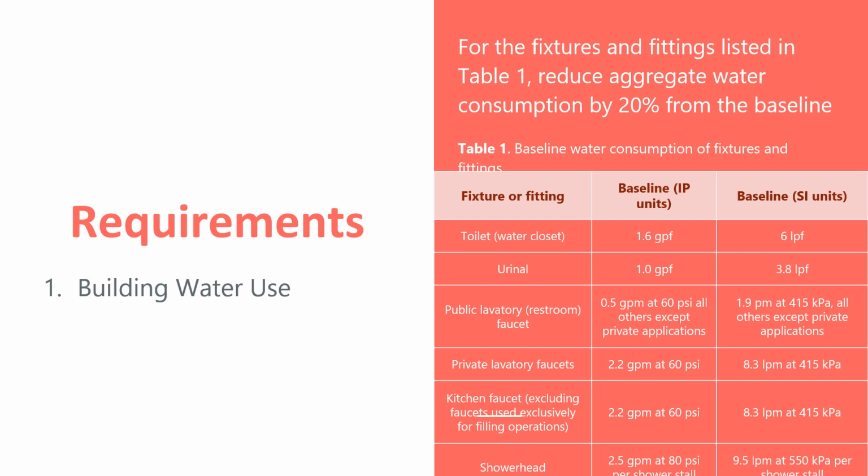The first requirement covers building water use. This table shows the baseline consumption of certain fixtures and fittings, such as toilets, urinals, and shower heads. The total water consumption needs to be reduced by at least 20% from the baseline, the sum of which can be calculated using the table.